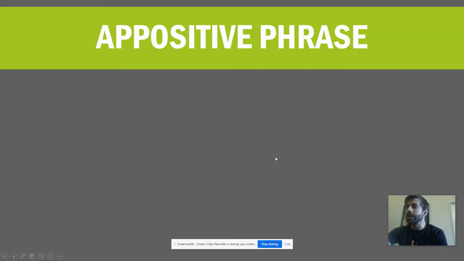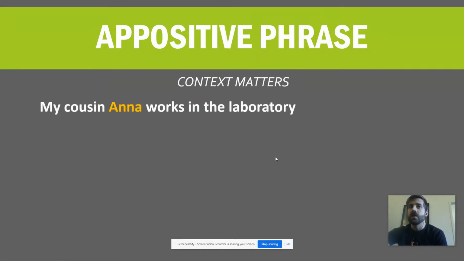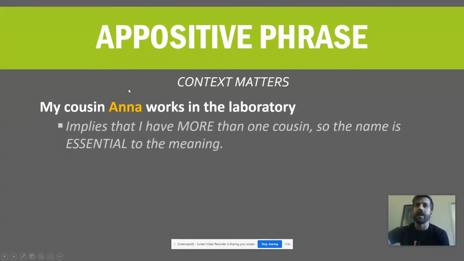So here's where it gets tricky, though: context in this sense matters. So take a look at this sentence. My cousin Anna works in the laboratory. Now I have my cousin Anna. I could say Anna works in the laboratory. I could say my cousin works in the laboratory. So depending on the context of who Anna is and who your cousins are, the use of commas might change. So if I write it this way, this implies that I have more than one cousin, so the name is essential to the meaning, right?